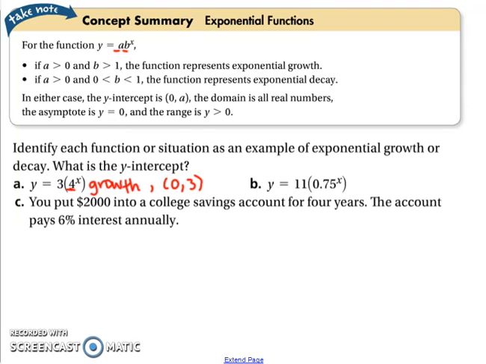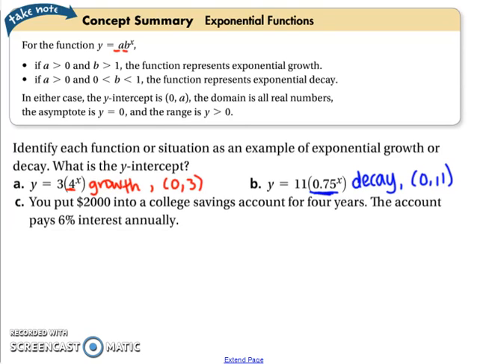Okay, in b, we have 0.75 as our base value. That is between 0 and 1. This represents an exponential decay. And again, if I plug in 0 for x, 0.75 to the 0 is 1. So (0, 1) is going to be the y-intercept.